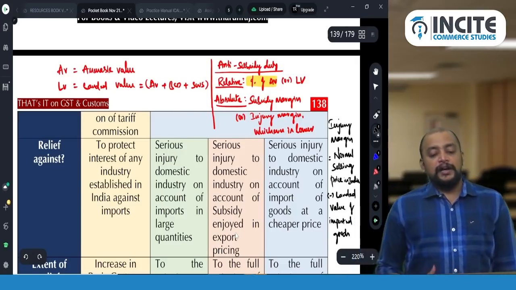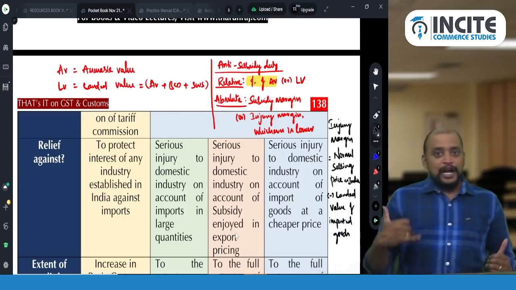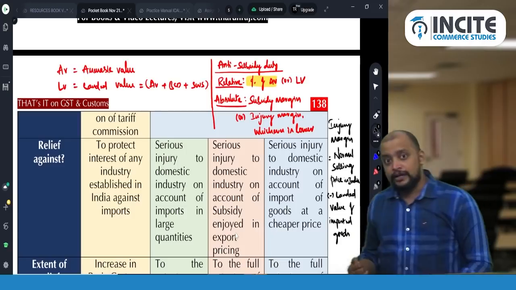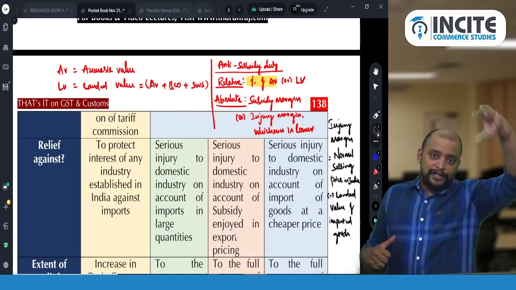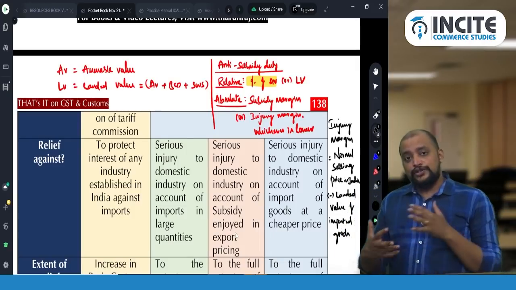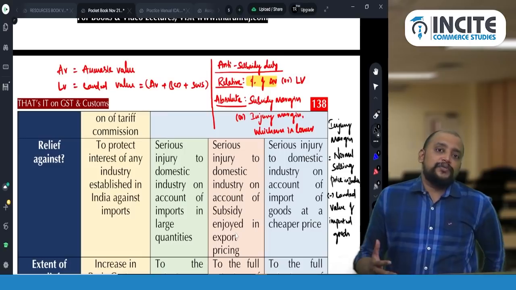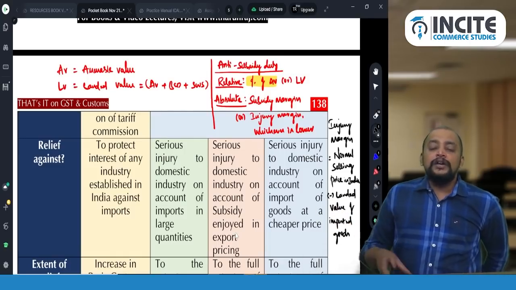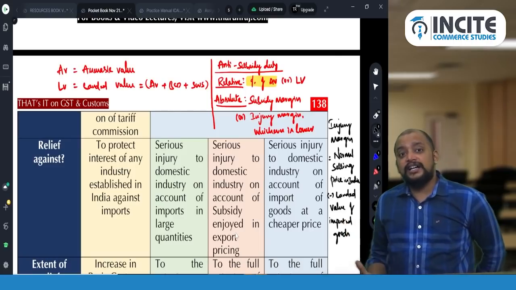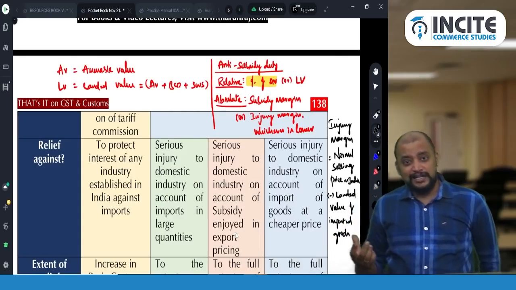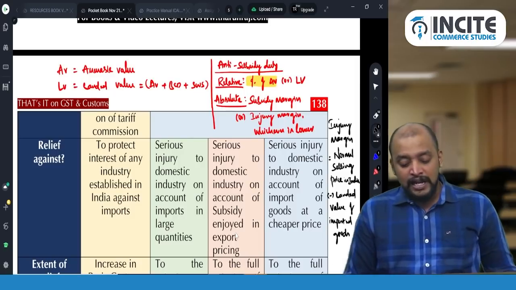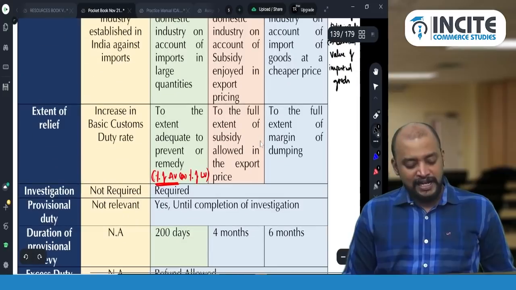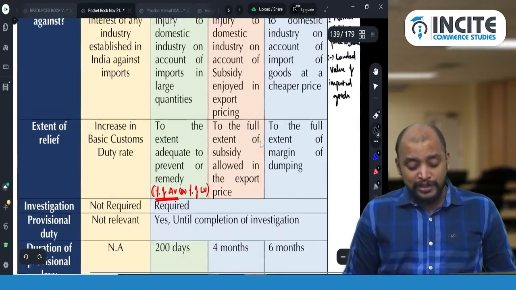Again I am repeating, anti-subsidy duty absolute will be either subsidy margin or injury margin, whichever is lower. Subsidy margin means how much amount is the subsidy, whereas injury margin means the price at which it is being sold in India, normal selling price in India, minus the landed value. While taking landed value, we need to take assessable value plus basic customs duty plus social welfare surcharge. That difference will be taken as the injury margin, and whichever is lower will be taken as the anti-subsidy duty.